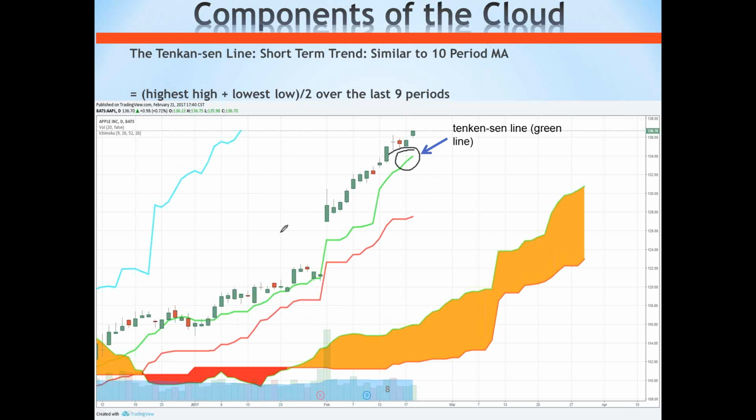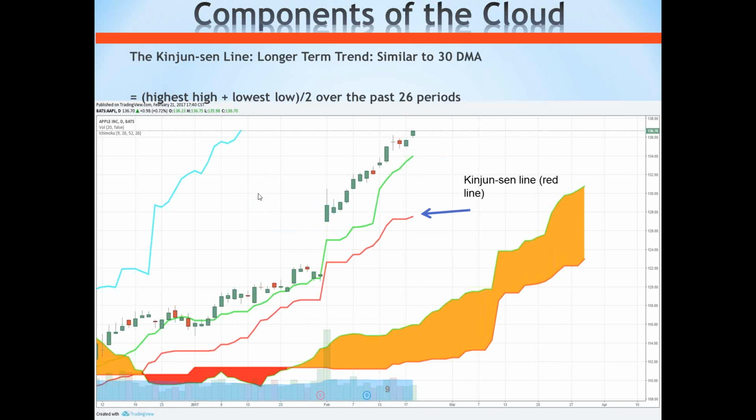Now, by itself, that doesn't really give me a whole lot of info, so I need something to compare it to. And that's where the second component of the cloud comes in, the Kijun-san line. It's a little bit slower than the Tenkan-san line.